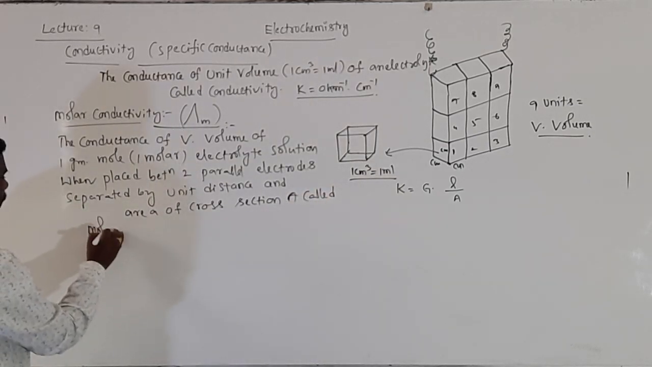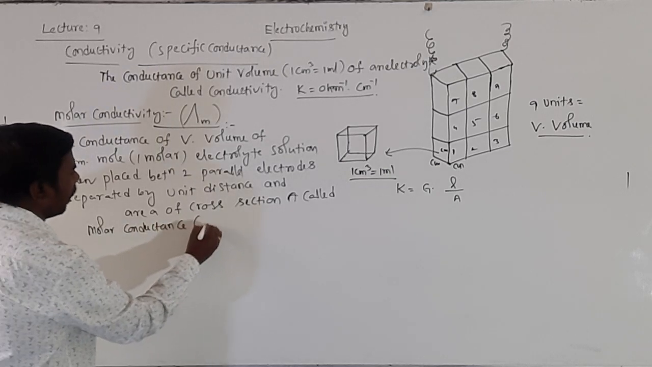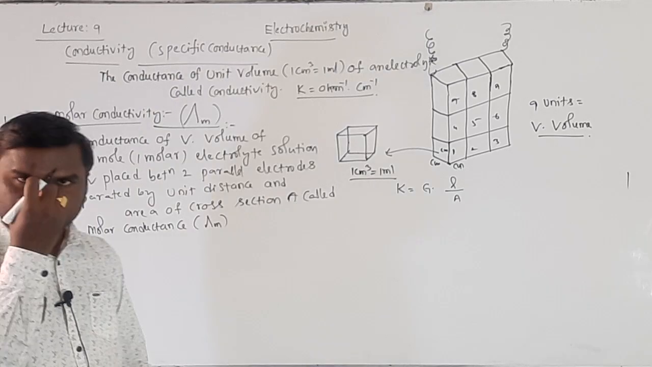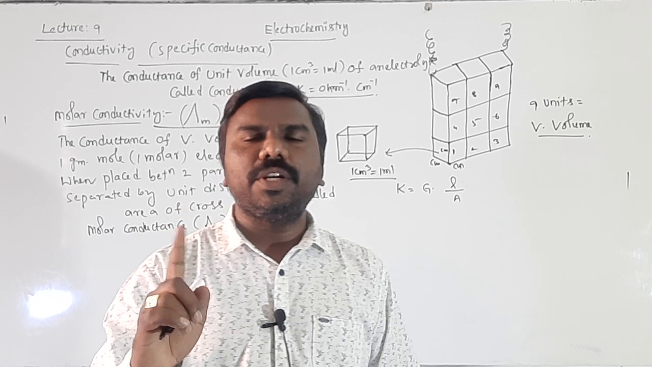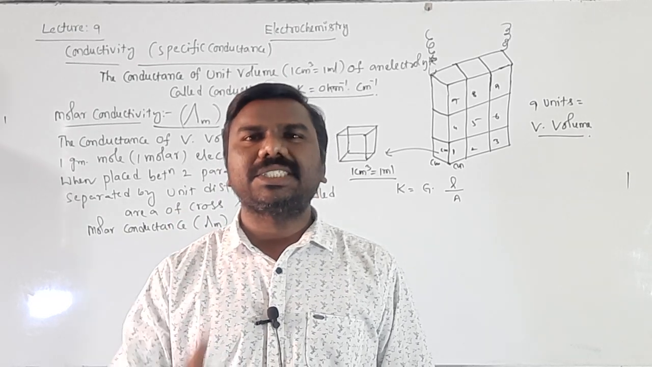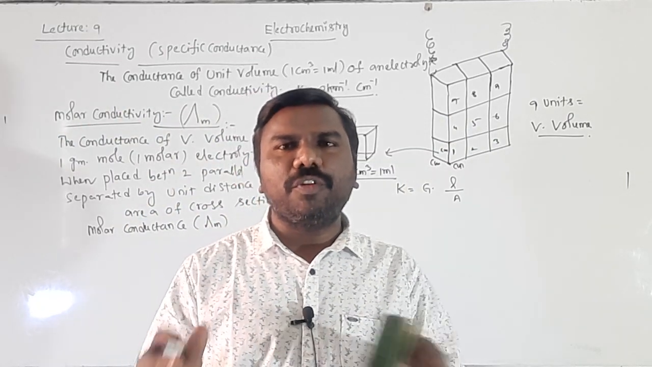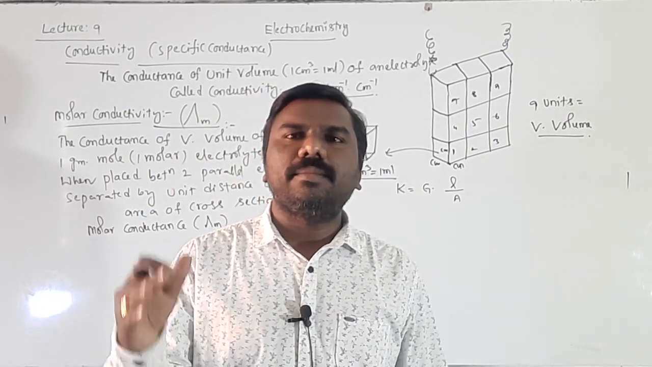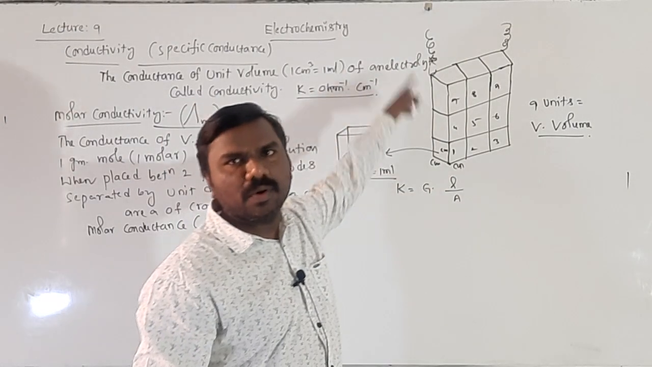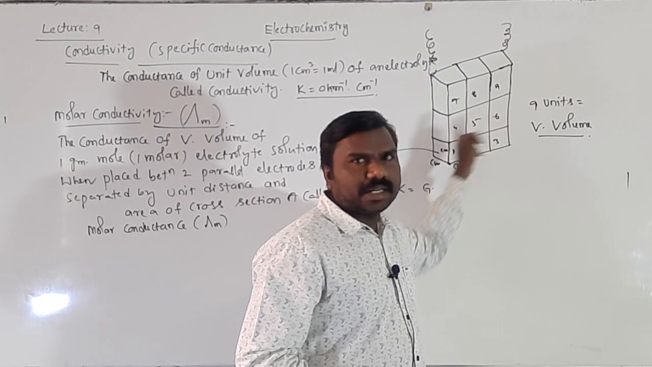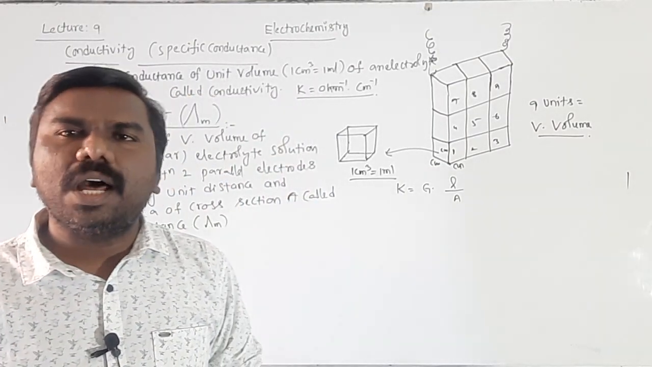Molar conductance, indicated by lambda m. Getting, students? If the conductance of 1 unit volume of electrolyte is called specific conductance, then the conductance of V volume of 1 gram mole of electrolyte, placed between two parallel electrodes separated by unit distance, with area of cross section A, is called molar conductance.